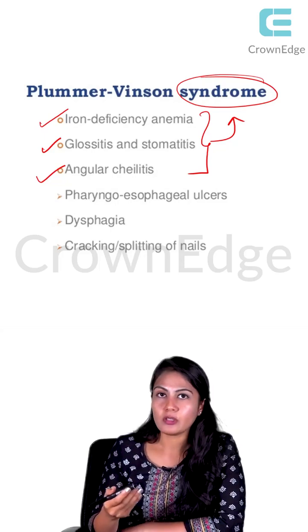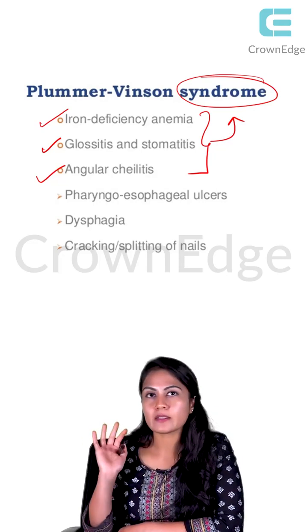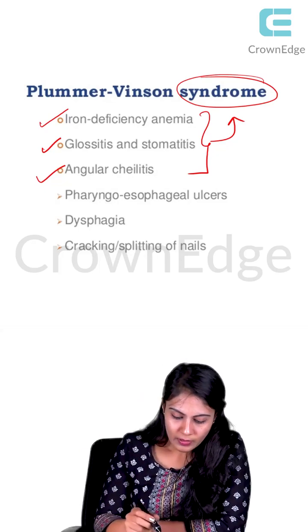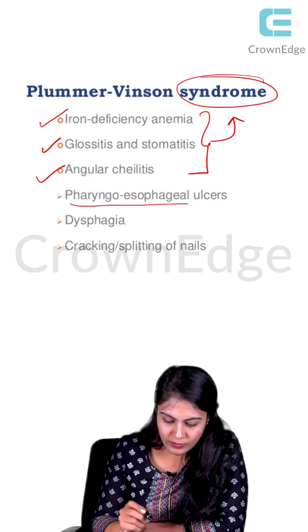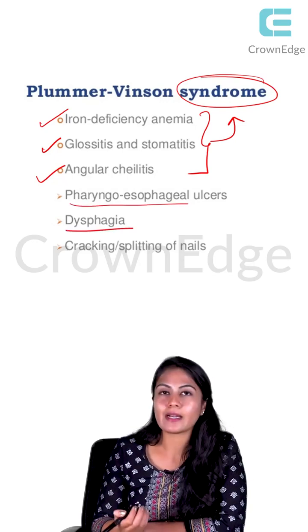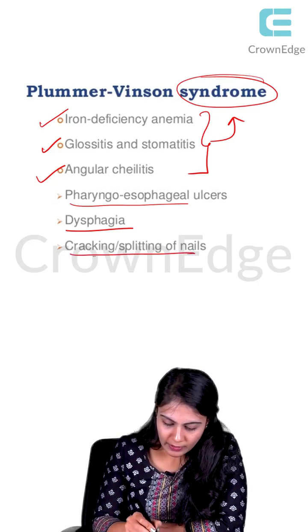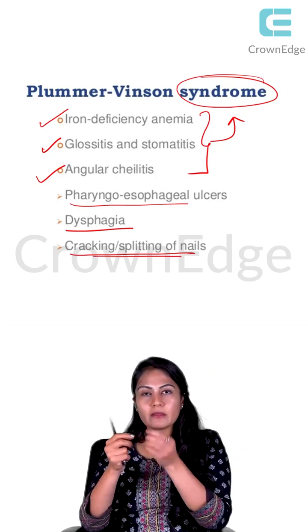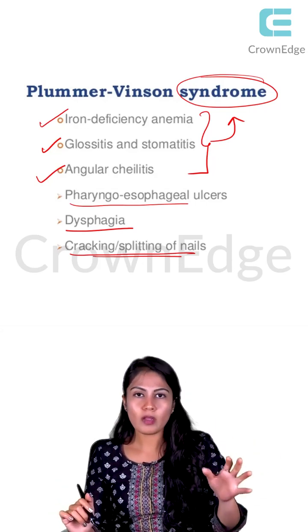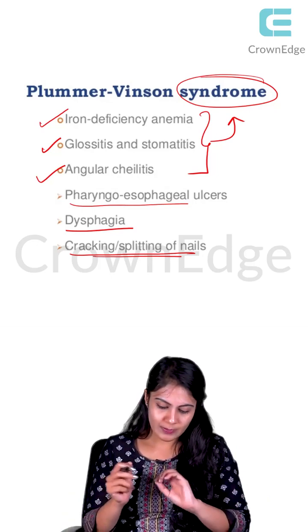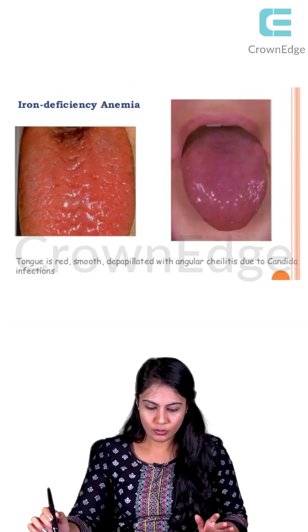If these 3 are present, definitely this is Plummer-Vinson syndrome. It can also be shown with other symptoms. What are those? Pharyngoesophageal ulcer, dysphagia, that is difficulty in swallowing, right? And cracking and splitting of the nails. The nails can split by themselves without any trauma, right? Or with the slightest trauma, which normally does not cause splitting of the nails. That can be seen in Plummer-Vinson syndrome, right?